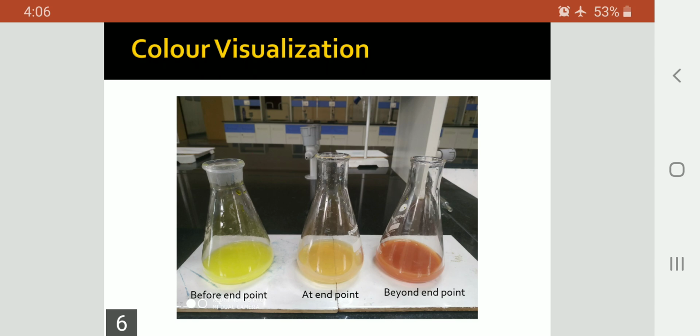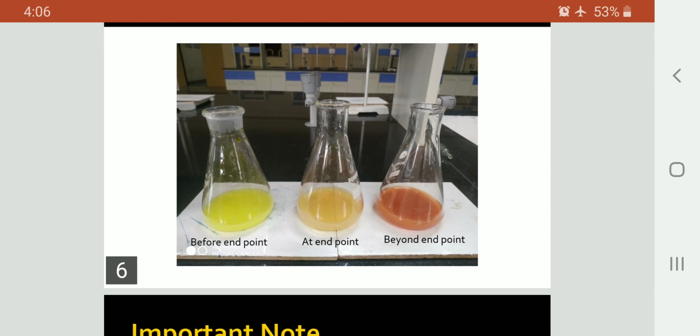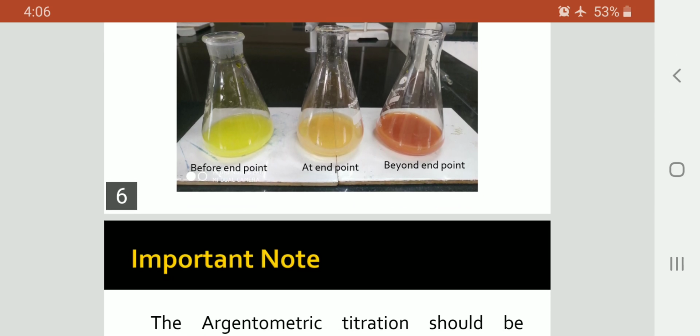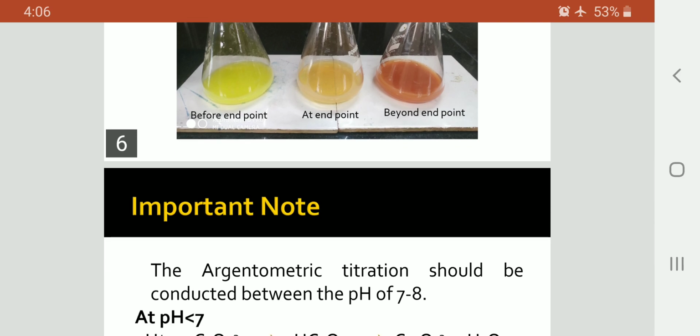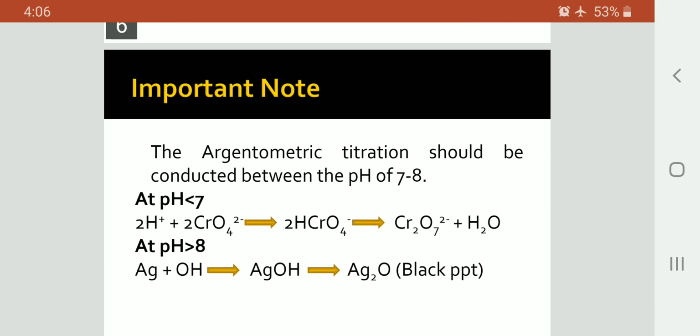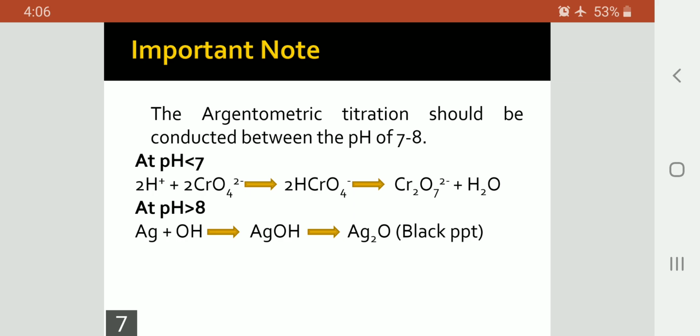At the end point, the color changes to reddish brown because of the formation of silver chromate. And if you add extra drops, beyond the end point, you are going to get this brick red color. So at the end point, we need to see a light color which should persist for a longer time.